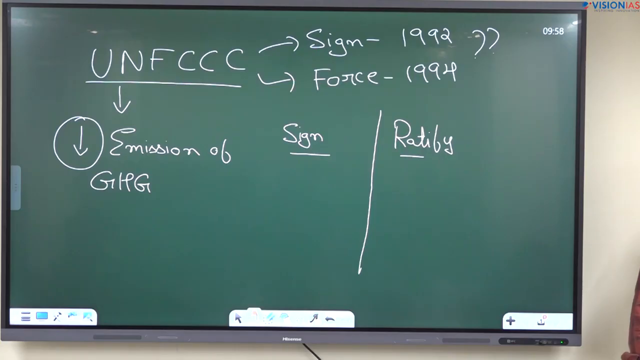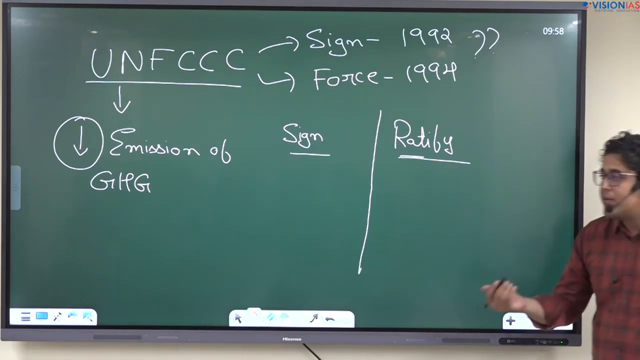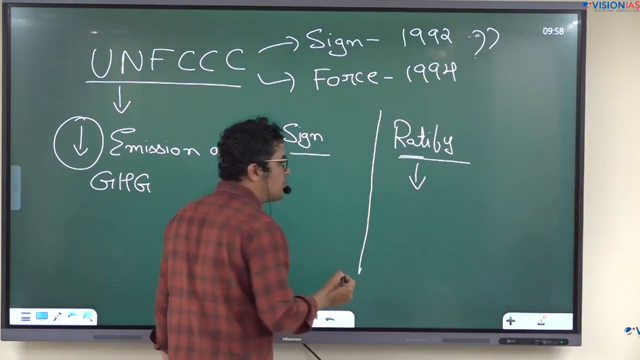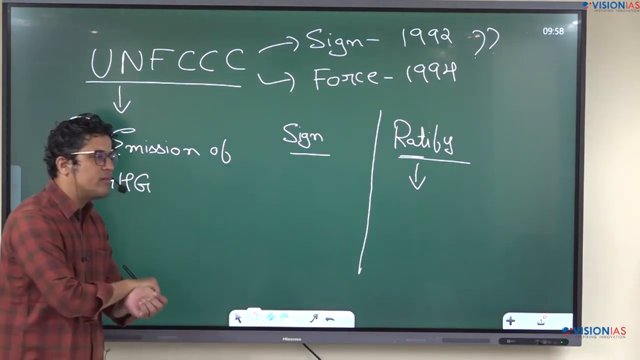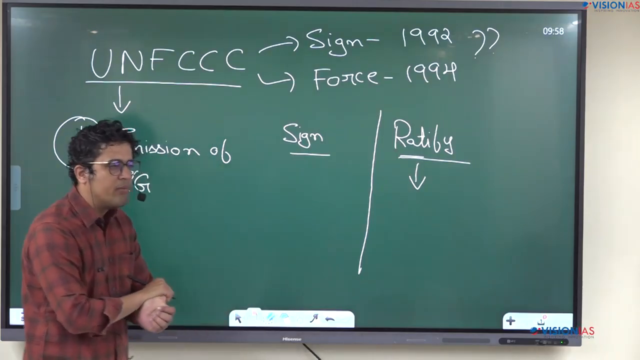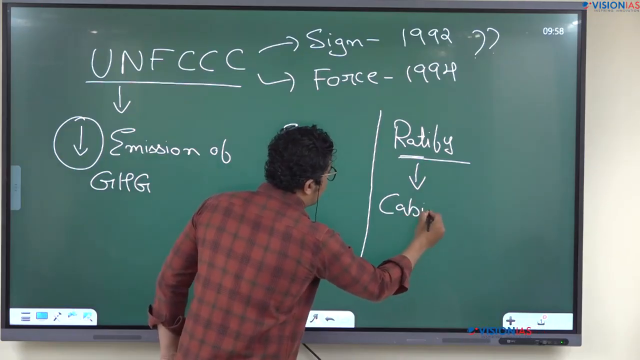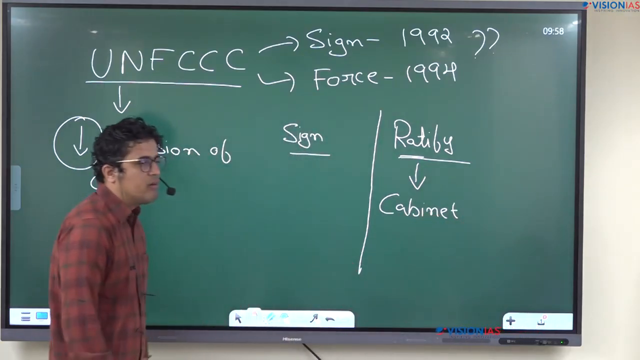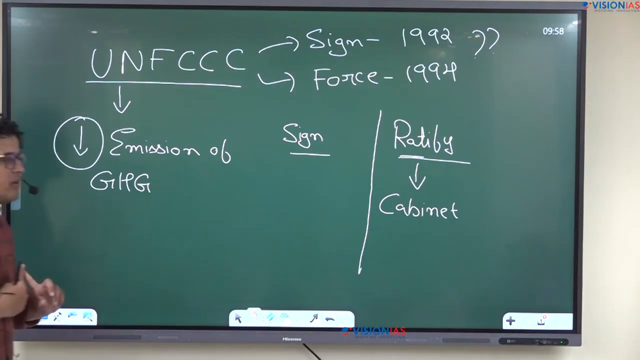So if your representative has signed the document and you want to implement it in the country, that means you have to ratify the document. Who ratifies international agreements in India? Parliament? Both Lok Sabha, Rajya Sabha? President? Prime Minister? Who does this? Ratification is done by cabinet. Do remember this, that ratification of international agreements in India is done by cabinet, not by parliament.